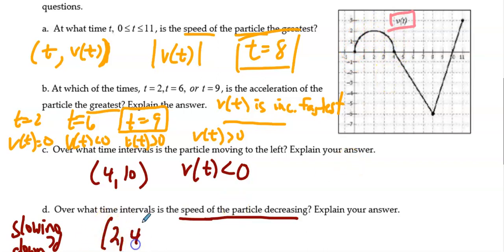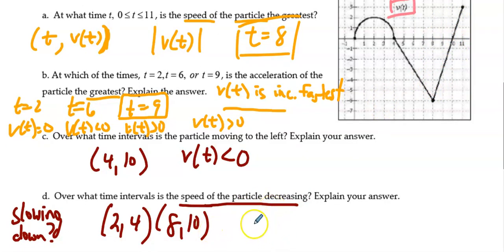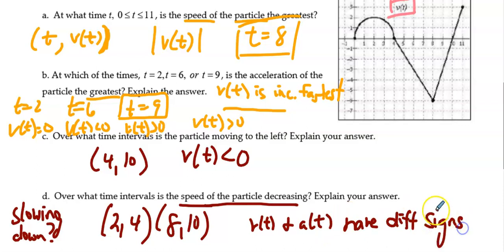So our first interval is going to be 2 to 4. And now from 4 to 8, again, they're both negative, right? Velocity is underneath the x-axis, and our slope is negative. Then from 8 until 10, we're going to have a positive acceleration, but our velocity is still negative. And then we're both positive again from 10 to 11. So it's going to be from 2 to 4 and 8 to 10. And our justification is that our velocity and our acceleration have different signs on those intervals. All right, so again, a little blast from the past in that question.